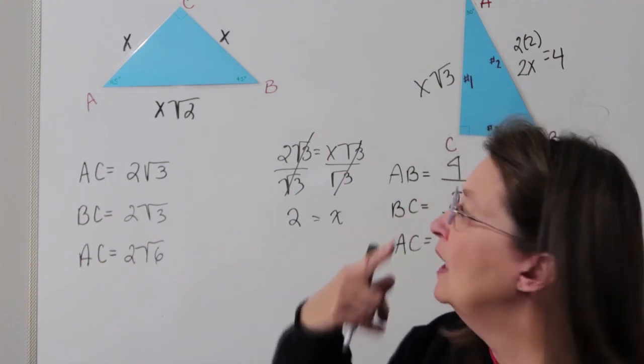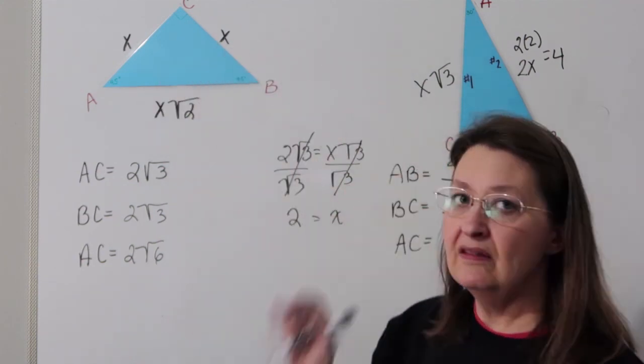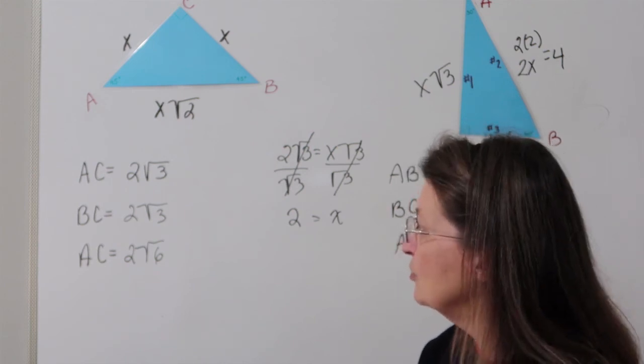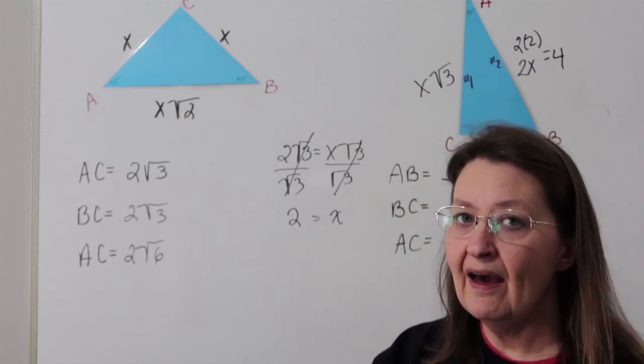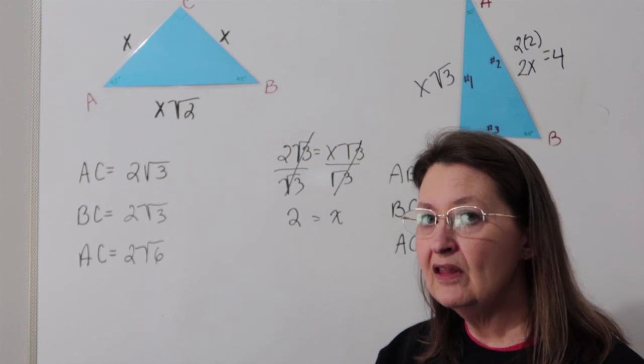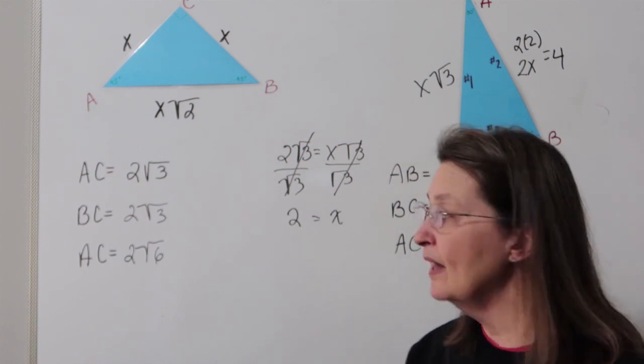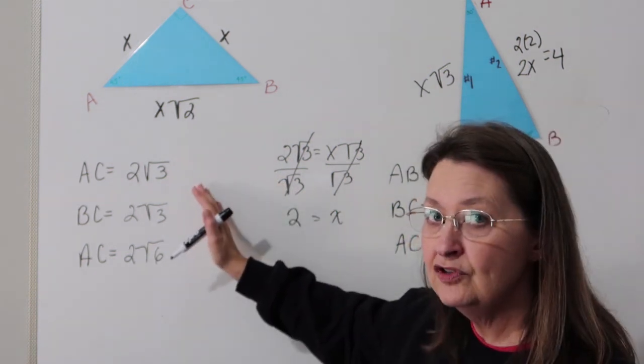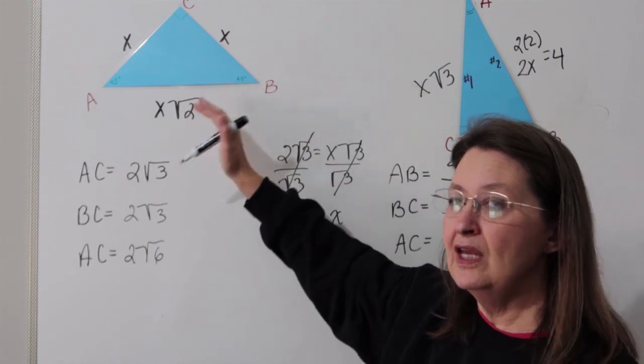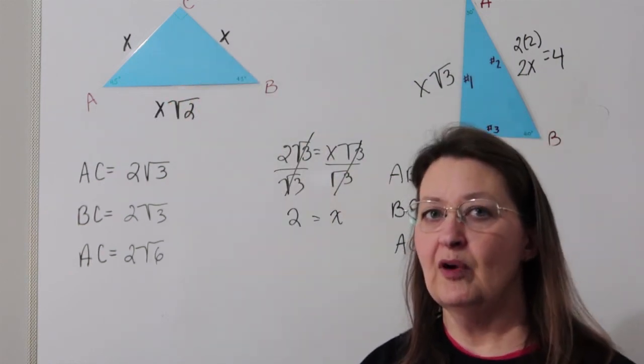So, you see, special triangles are not really that hard, but you do have to do the brain work and you have to memorize these formulas. And just realize you're going to be given one side and your job is to find the lengths of the other two sides by solving the equation and then going back and substituting into the variable expression.